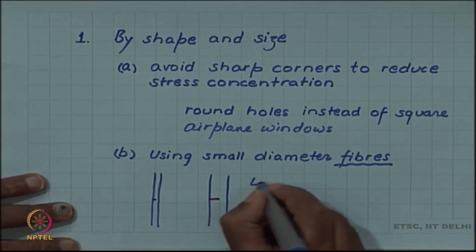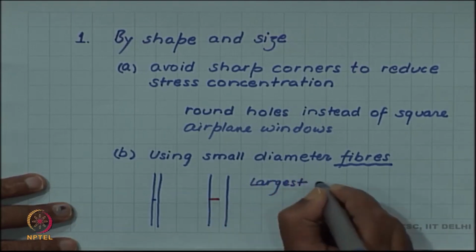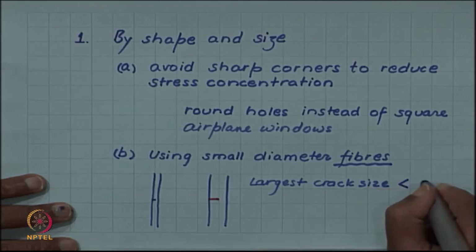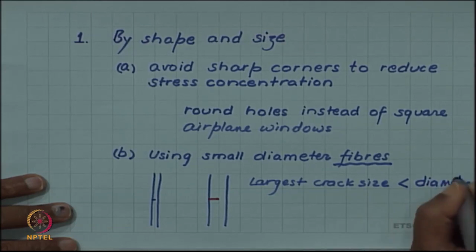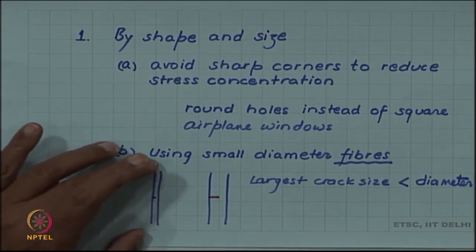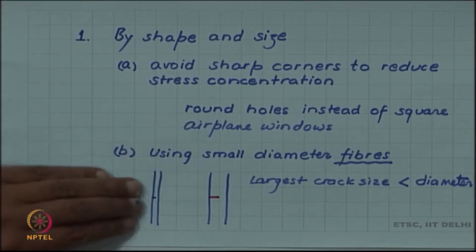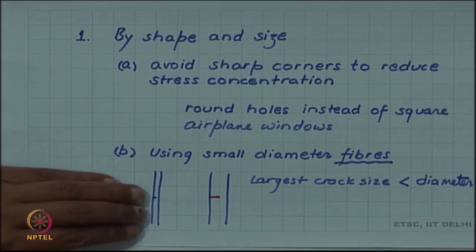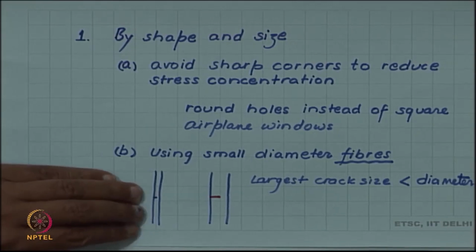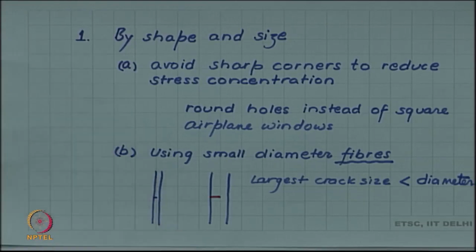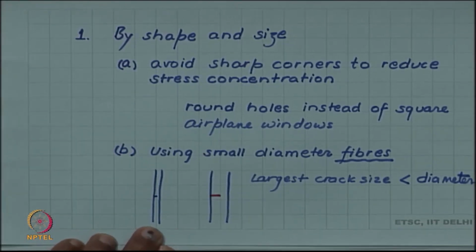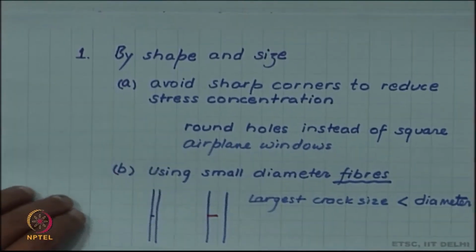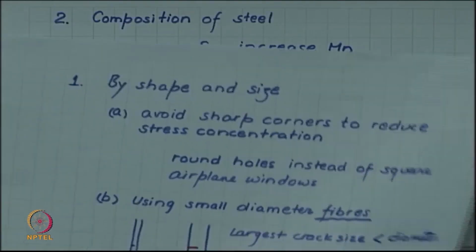In fact, the largest crack size cannot be larger than the diameter. So the largest crack size has to be less than the diameter. This itself enhances the possibility of resisting the fracture, because thinner fibers, by virtue of their small diameter, are ensured to have no crack larger than the diameter of the fiber. In the statistical sense, there will always be smaller cracks in a small diameter fiber than in a large diameter fiber. That is why we always use thin wires for reinforcing composites.